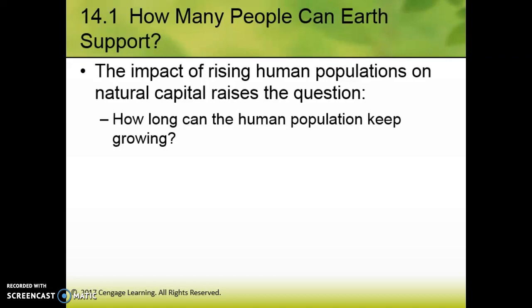So, how many people can the Earth support? What is our carrying capacity? There is some debate about what the carrying capacity actually is, and then what happens afterwards. Do we turn into a Mad Max scenario, or some end of the world type of thing, or what does that look like?